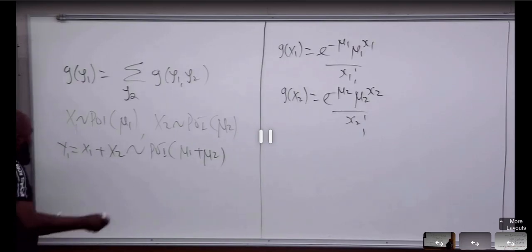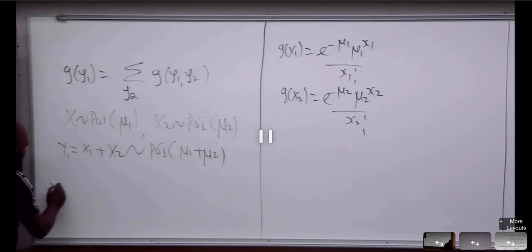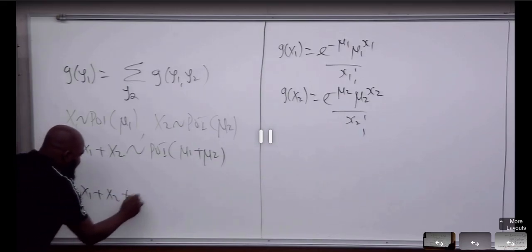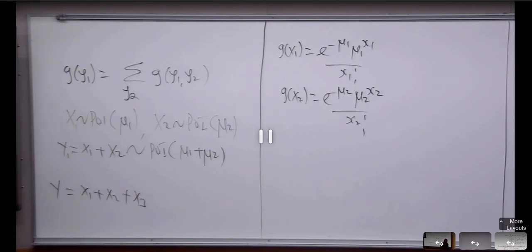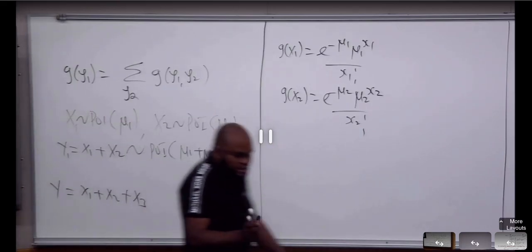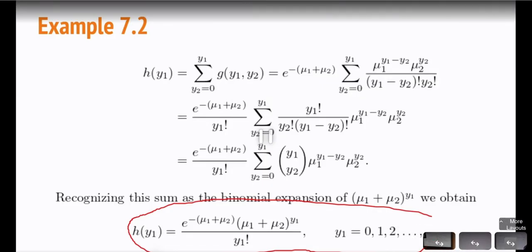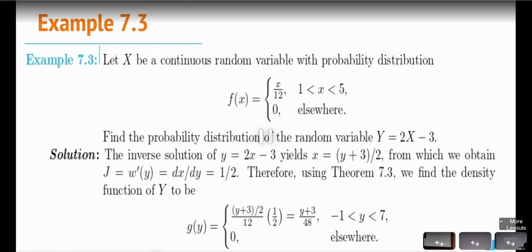Now, how are you going to do this? If you want to look at the pattern, what about this? If I'm working with this for Poisson, I'm going to have mu1 plus mu2 plus mu3. Does that make sense? That is how that goes. Now I'm going back to continuous. I walked you through the continuous yesterday.